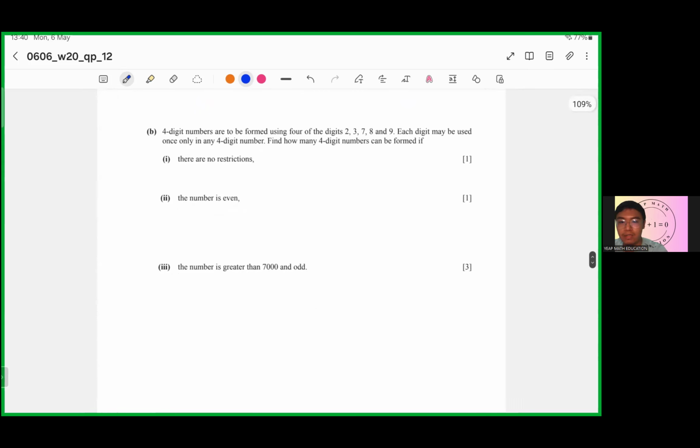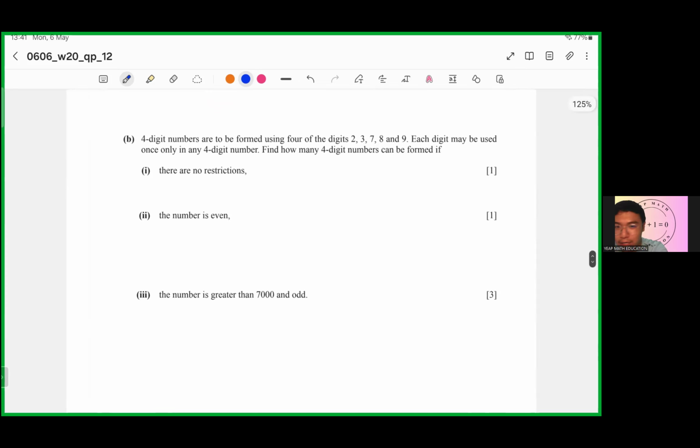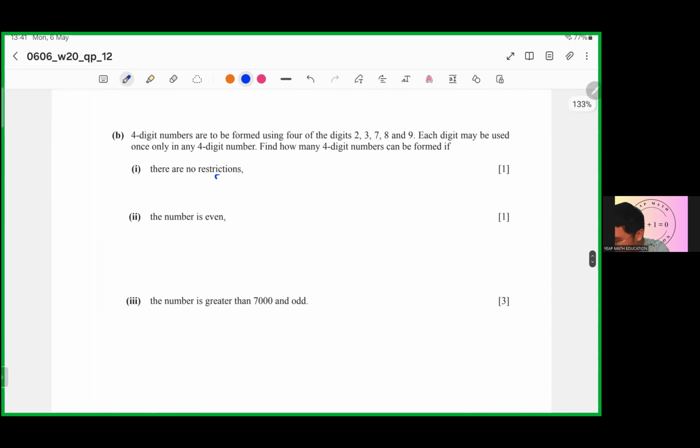Now we look at the next question. 4-digit numbers are to be formed using 4 of the digits 2, 3, 7, 8, and 9. Each digit may be used once only in any 4-digit number. Find how many 4-digit numbers can be formed if there are no restrictions. It means you can use any number, but one time only. So we can take 5P4, so we get 120.